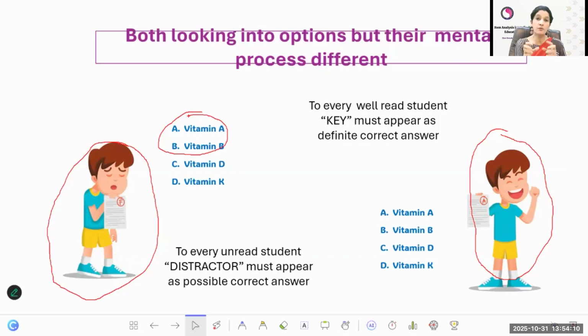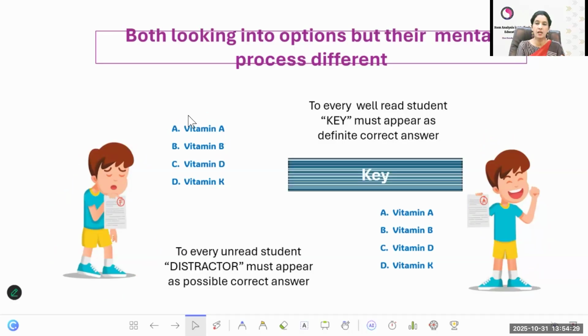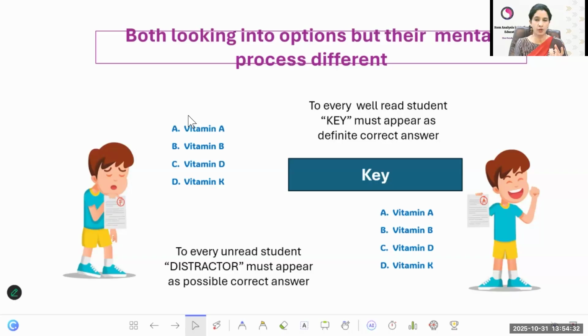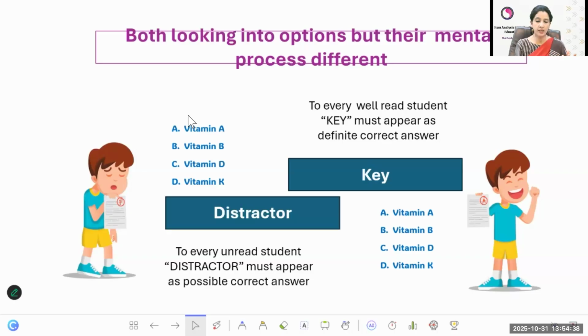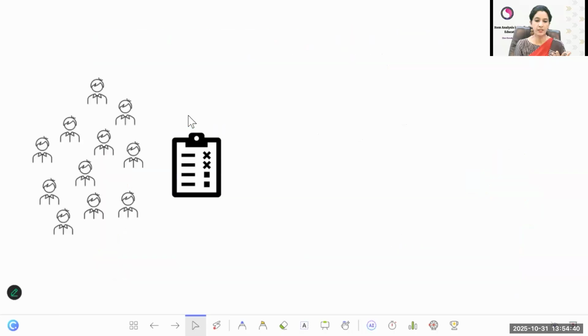Similarly, for a student who is very well prepared, whenever he sees the question, the key will strike him. Key means the right answer. He will go straight to the right answer and will not be lured by the distractors. So that is the clear property of a key and a distractor: a good student or a well prepared student will go towards the key, and a less prepared student will go towards the distractor.